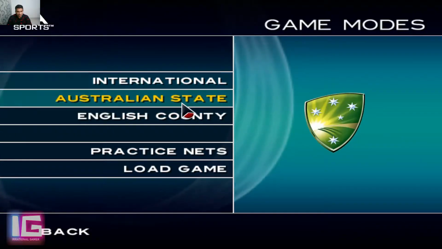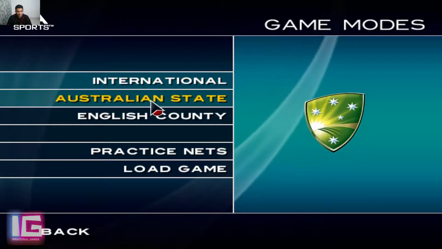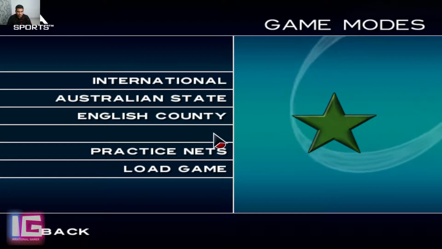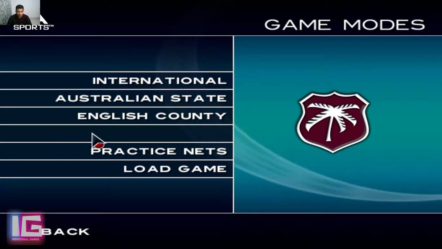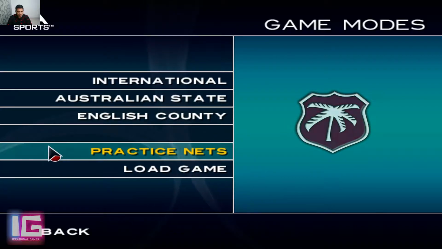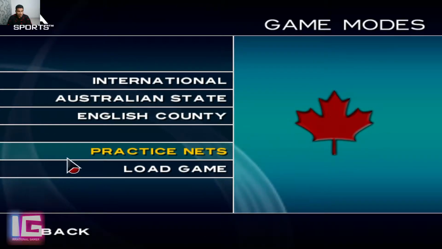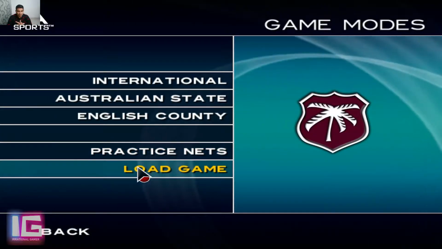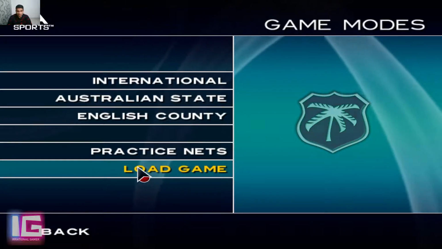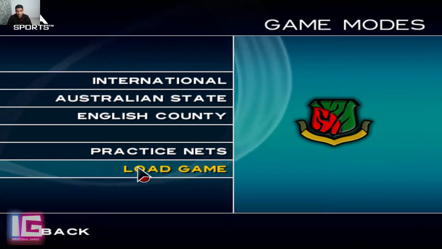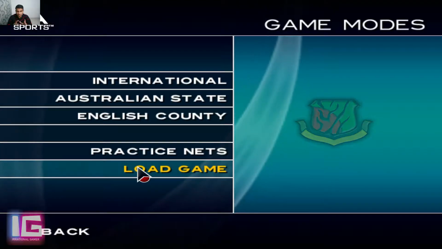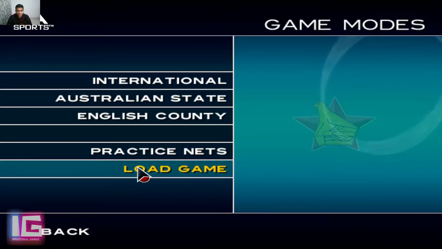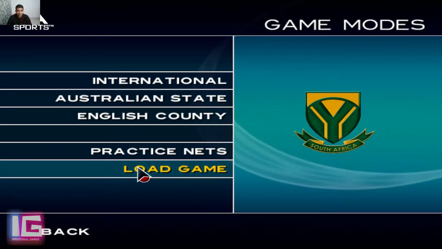Let's check the game modes. We have International, Australian State, English County. I don't know why this option was left blank. Maybe it is a separator. And then we have practice nets. I have also uploaded the practice net videos or the tutorials and trainings of batting and bowling for this game. So make sure you first check them out, and also first check the controls video of EA Cricket 2004, and I have also uploaded a few tips and tricks to play this game.